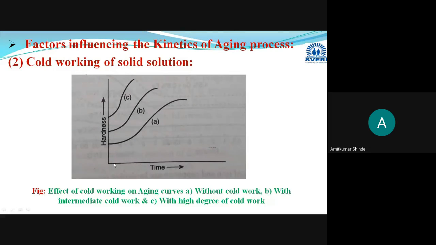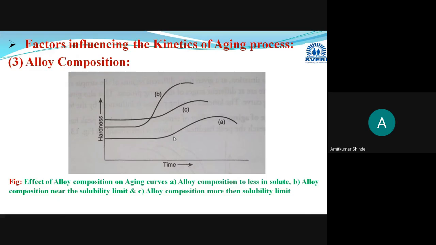Okay, in short you can say that whenever cold working of that solid solution is done, it will show you more hardness in the lesser possible time. This will be the second factor, that is the cold working of the solid solution. Then the third factor, that is the alloy composition. Now in this alloy composition, here I have taken three curves.